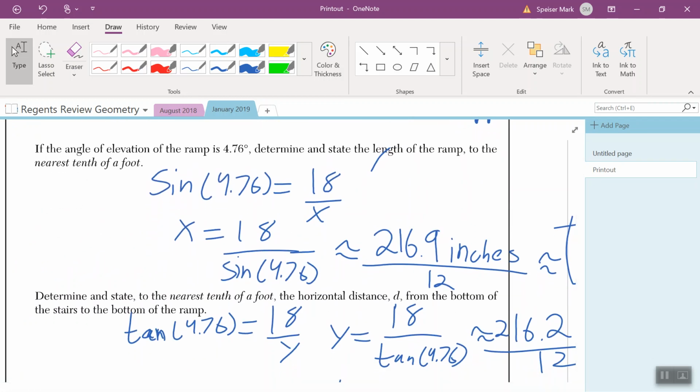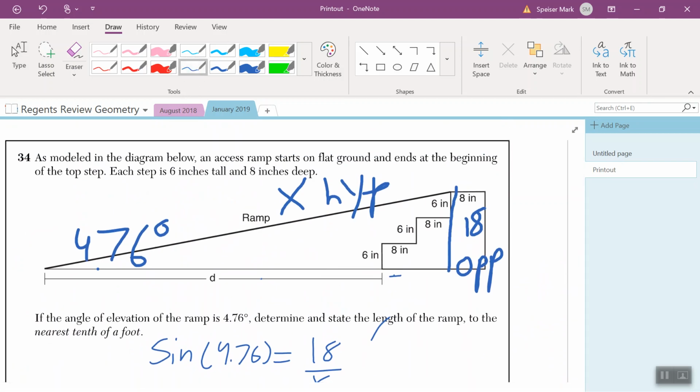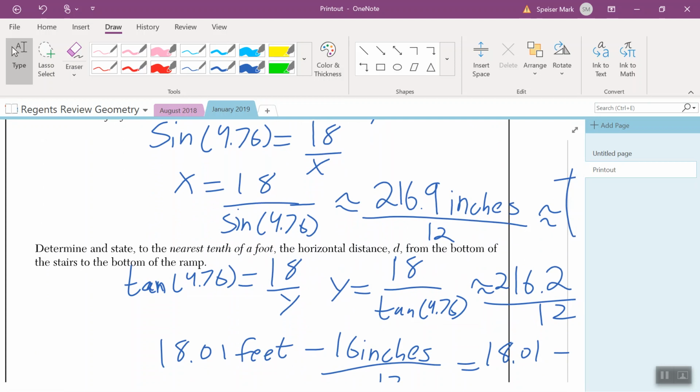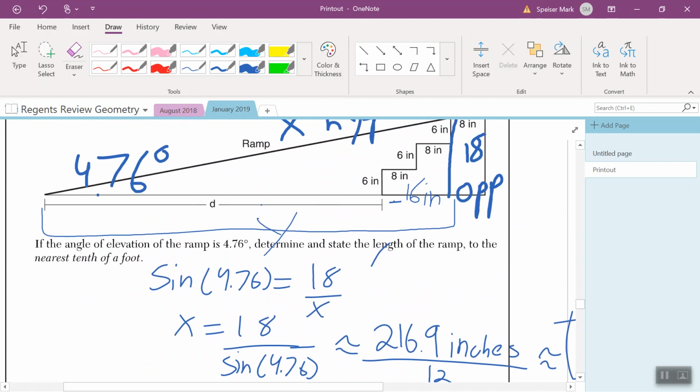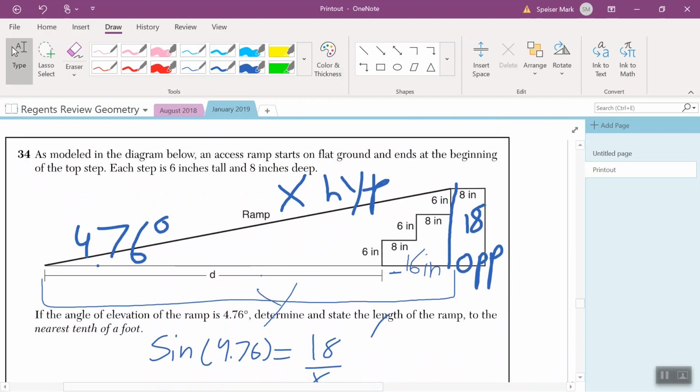Determine and state the distance D to the nearest tenth of a foot. This is D, for the bottom of the stairs to the bottom of the ramp. Well, we're going to call this total distance, which includes D, plus an extra 16 inches, we're going to call that distance y, and our formula would be tangent of 4.76 equals 18 over y. So we have the opposite. We want to find the adjacent side.